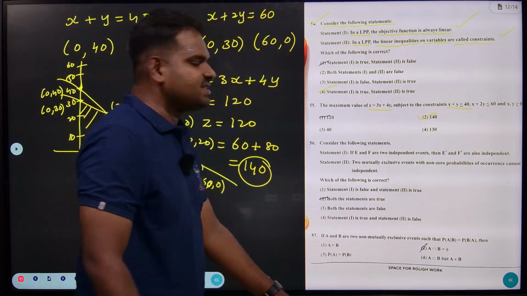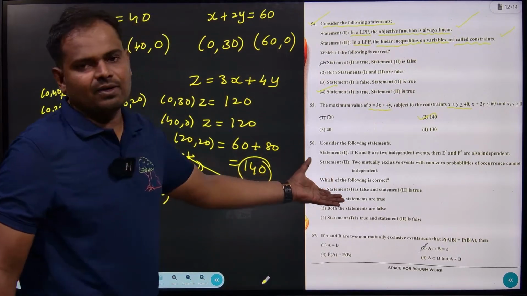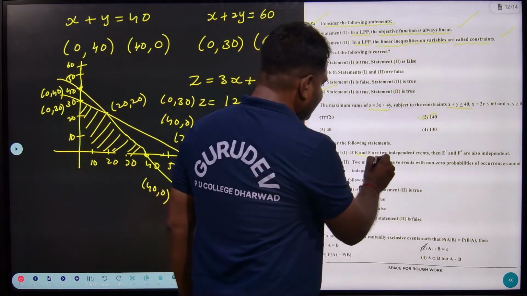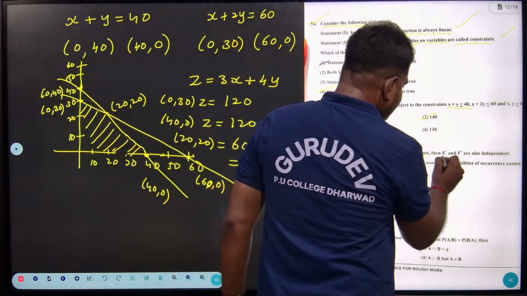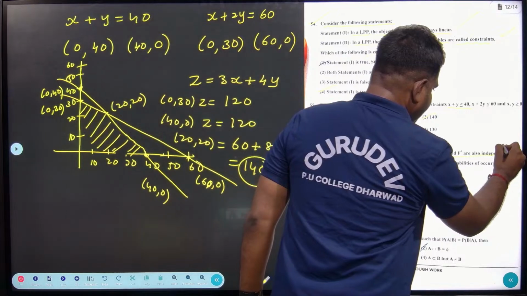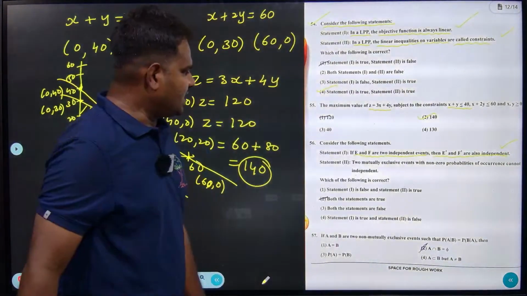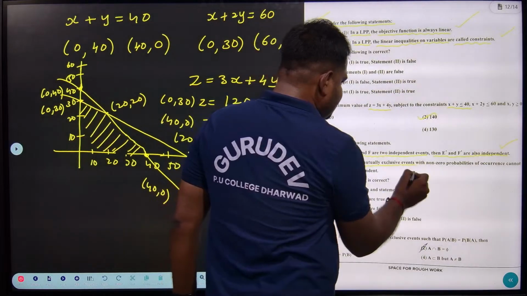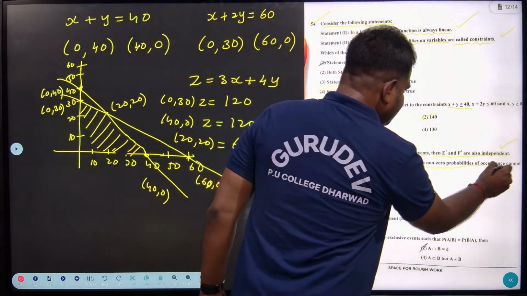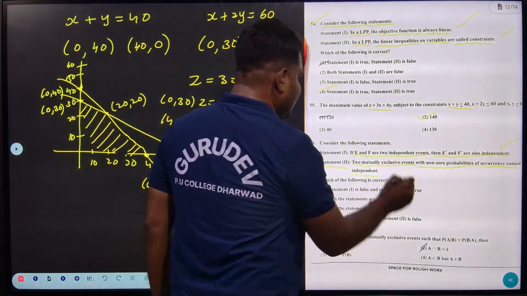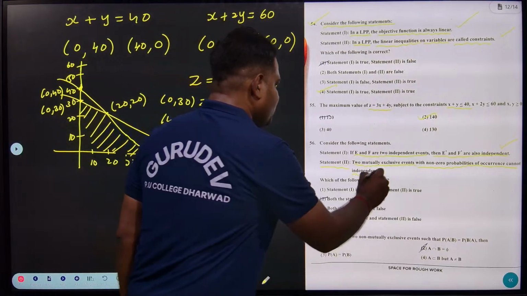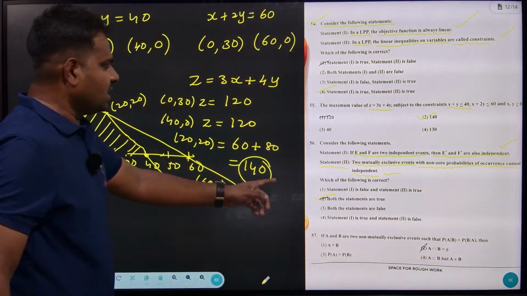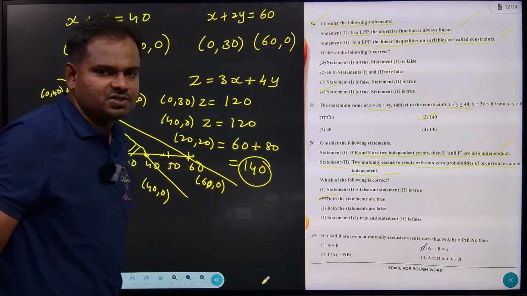Question number 56. Looking directly at the question, you can say the answer. Statement 1: if E and F are two independent events, obviously E dash and F dash are also independent. Yes, it is a true statement. Statement 2: two mutually exclusive events with non-zero probabilities of occurrence cannot be independent. Yes, this is also a true statement. Hence, both statements are true, so option 2 is the right answer for this question, students.